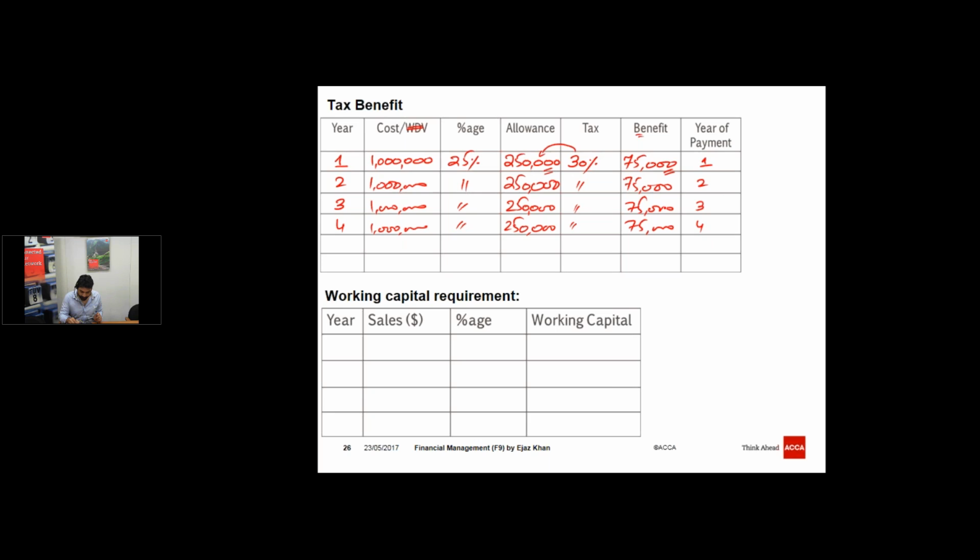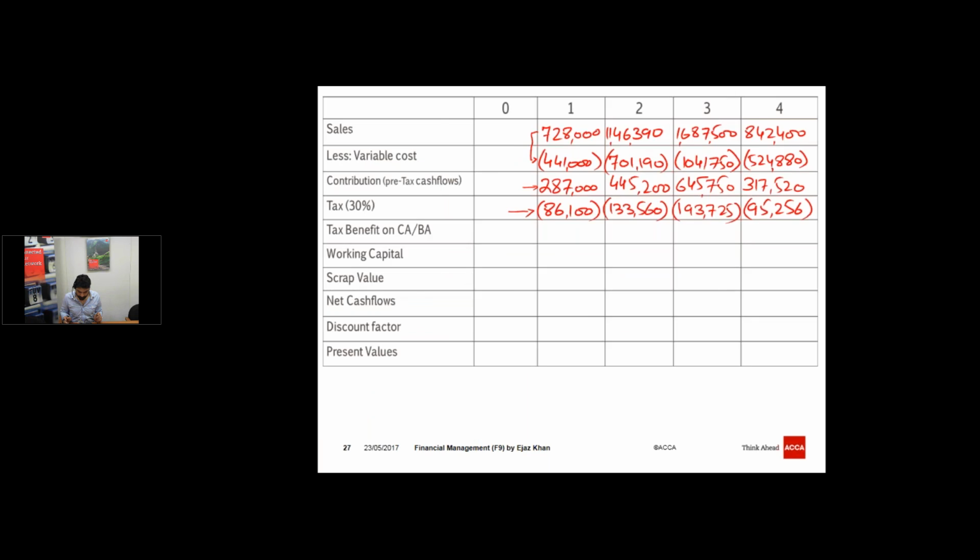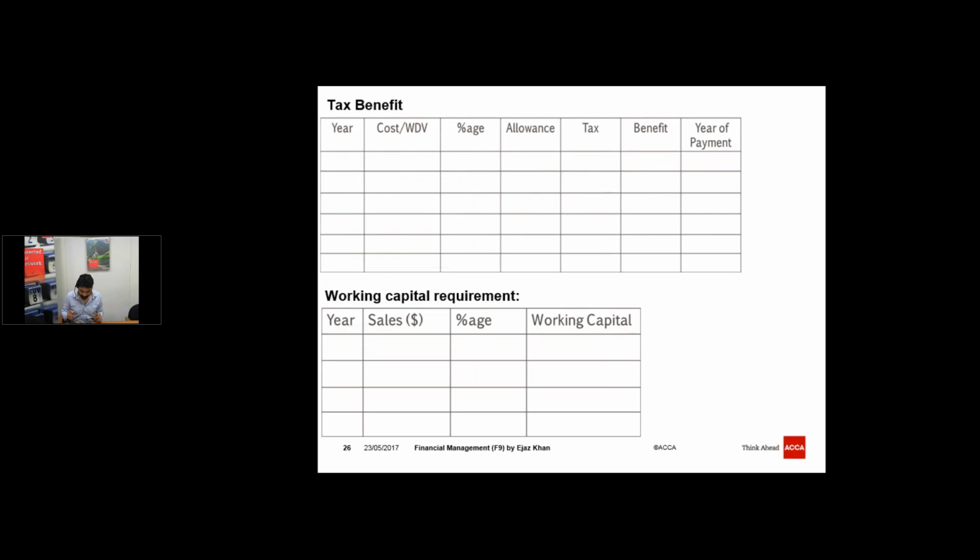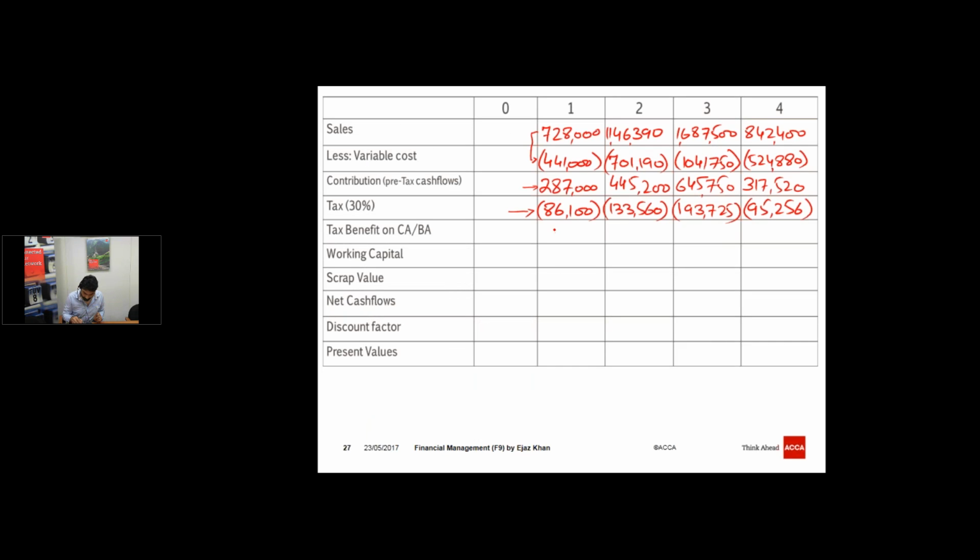So these are the tax benefits. We'll have to add back these tax benefits in the NPV pro forma. So we'll write these figures. 75,000. We'll add back 75,000, 75,000 in every year. Now, anyone having any question with this part? Any question?